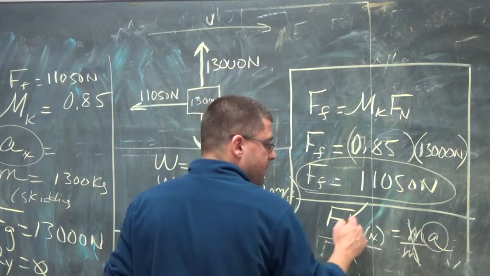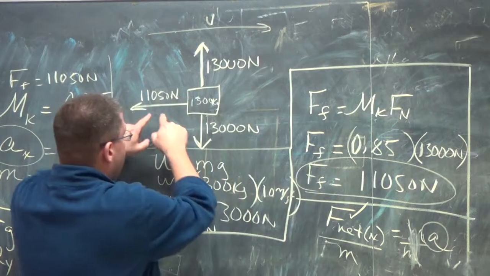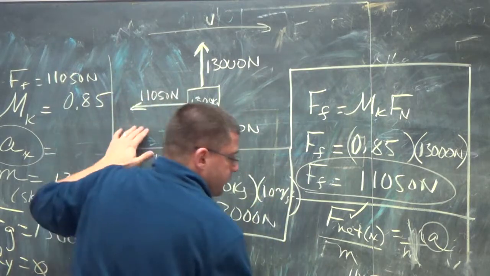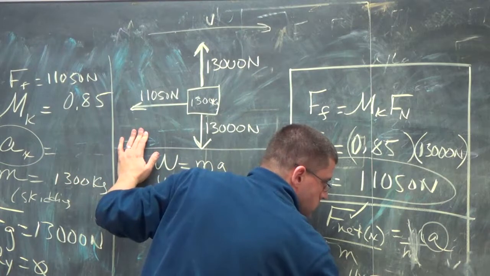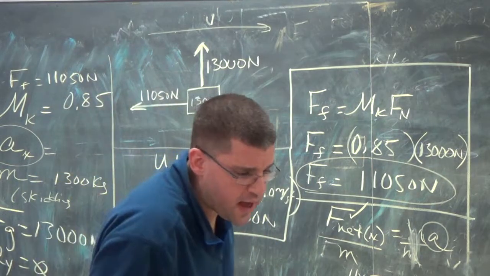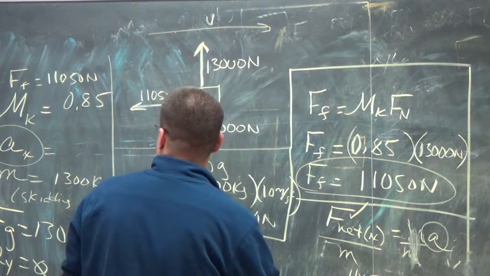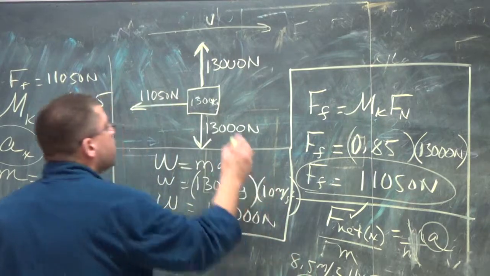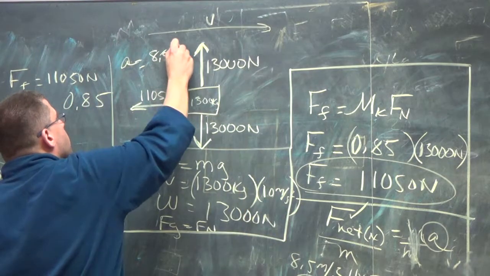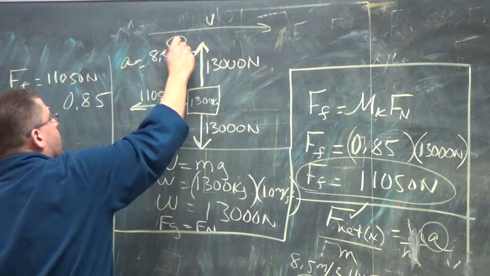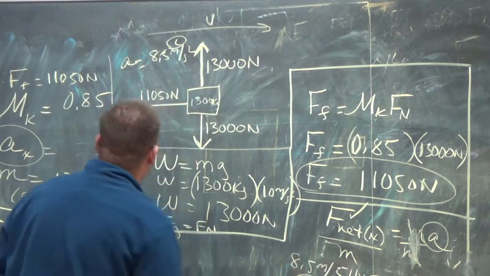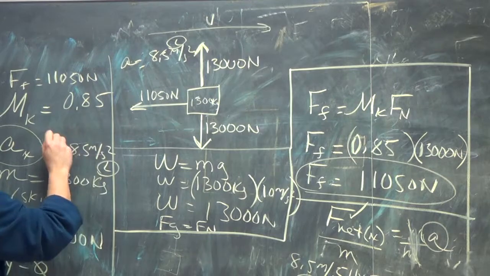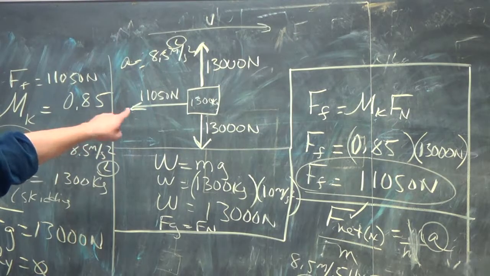It's fine. So we got to solve for acceleration, so we take our net force in x, which is 11,050 newtons, divided by a mass of 1,300 kilograms, equals a. And the answer to that is 8.5 meters per second squared leftward. So the acceleration is going to be 8.5 meters per second squared going to the left, or you could write negative, either way, because it's a negative direction force.